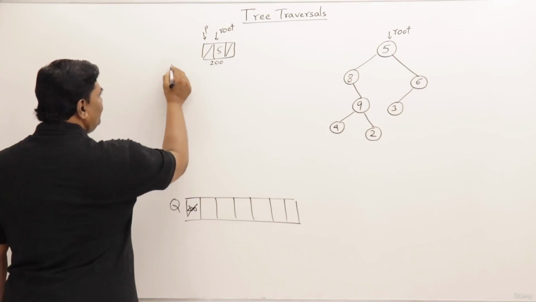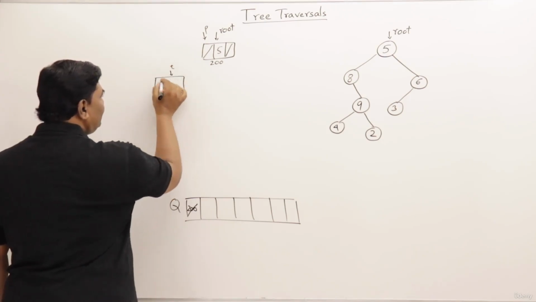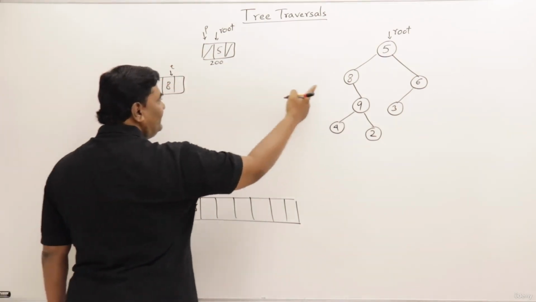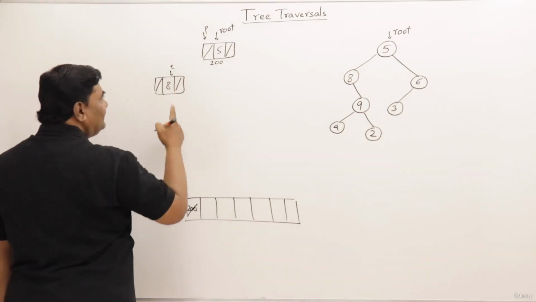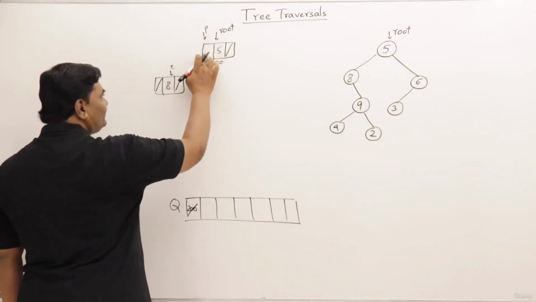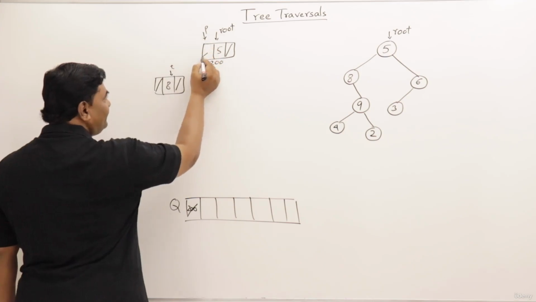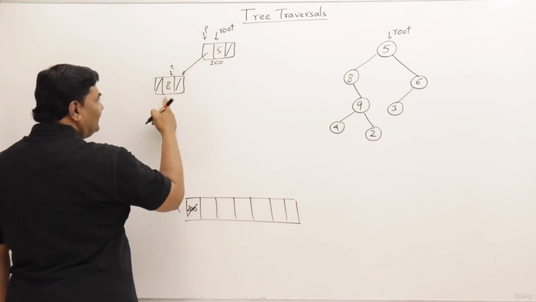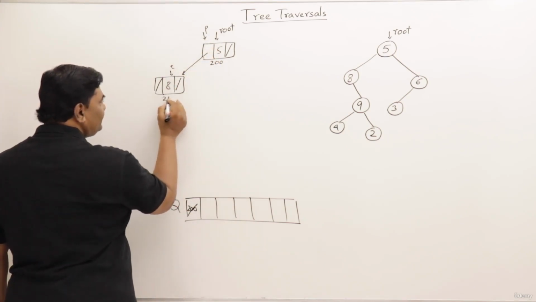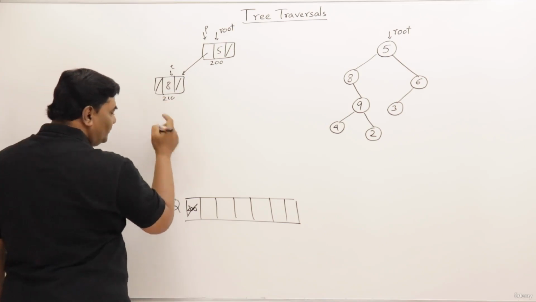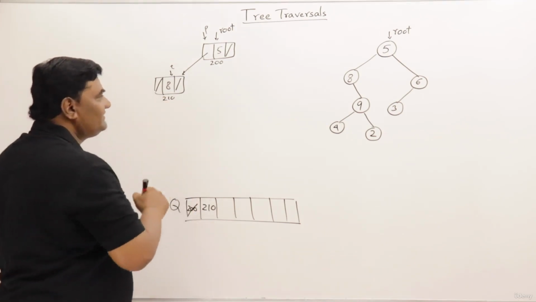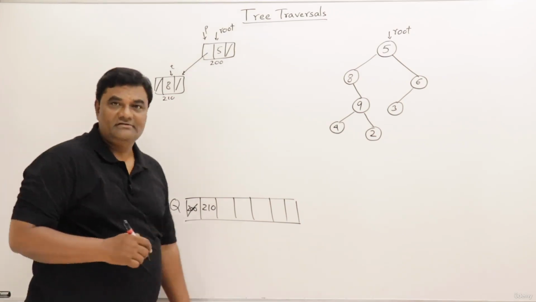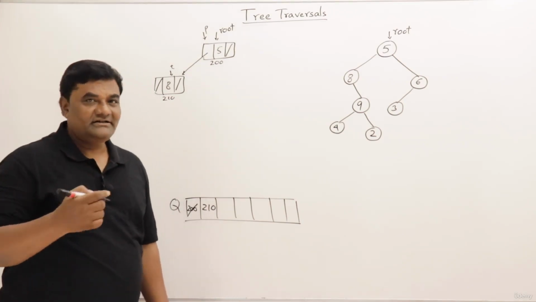Then create a new node with the help of the temporary pointer and insert the value, whatever the value is. Then set these pointers as null. Then as this is having a left child, make p's left point to this node. Suppose the address of this node is 210. Then insert this new node into the queue. Now its child is inserted. So if a child is there, then insert it.